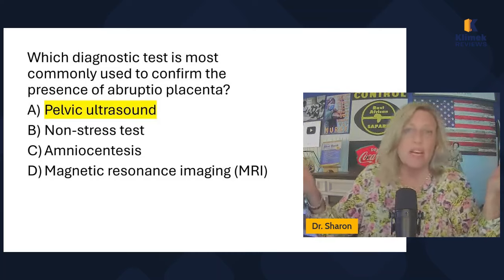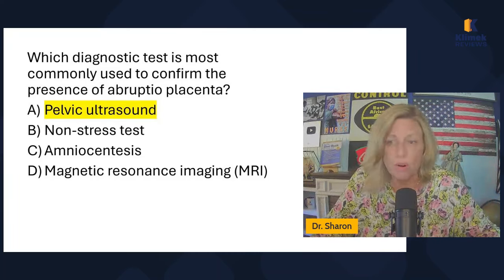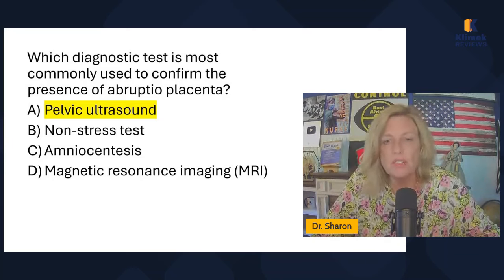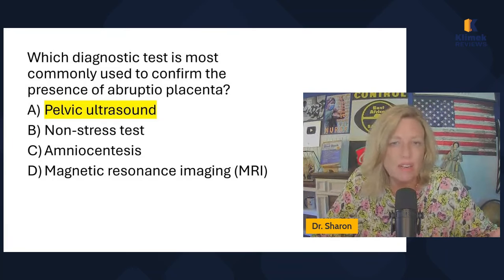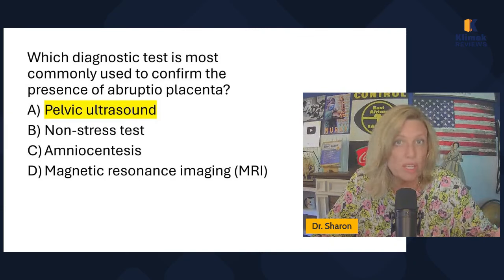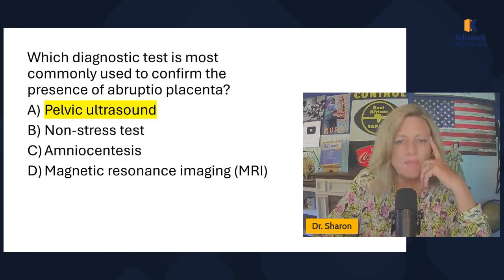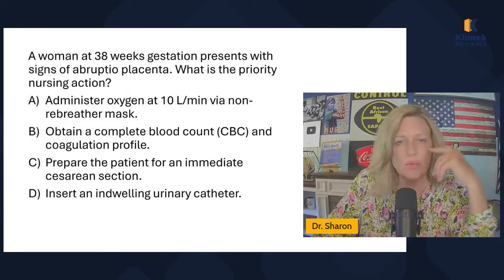The pelvic ultrasound is the standard. We're not going to go overkill and go MRI. So pelvic ultrasound is the correct answer. You just kind of know that one or you don't. Stress test has nothing to do with it. Amniocentesis has nothing to do with looking at the placenta. It has more to do with looking at DNA and some other things. And the MRI probably could, but that's not what we use.